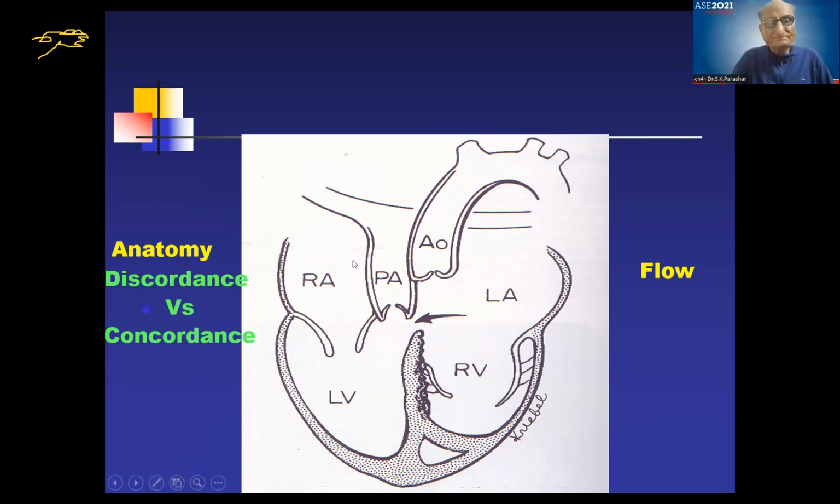Now you see here, there are situations when the RA is connected to LV. So that means there is an atrioventricular discordance, because normally the left atrium is connected to the left ventricle, but here RA is connected to the left ventricle. This is known as an atrioventricular discordance. Now here LA is connected to the right ventricle. Again, an atrioventricular discordance, and your pulmonary artery is coming from the left ventricle and aorta from the right ventricle. So we call it atrioventricular discordance and ventriculo-arterial discordance. So these are the four things which you can see.